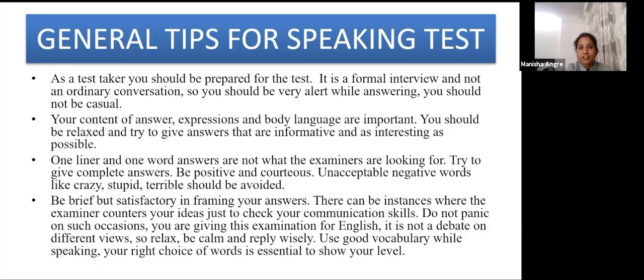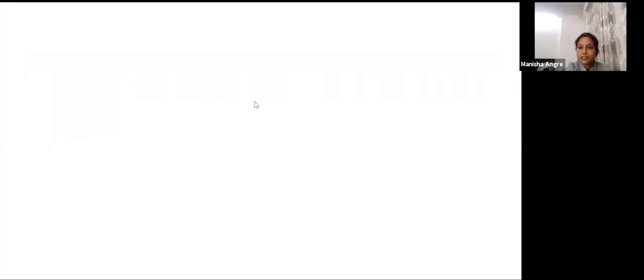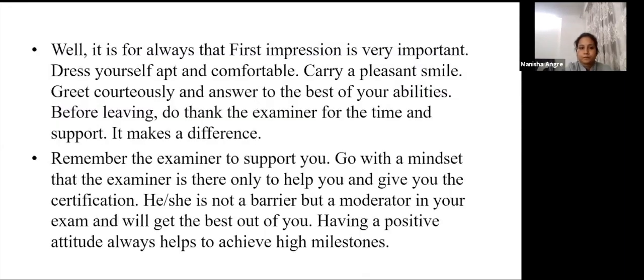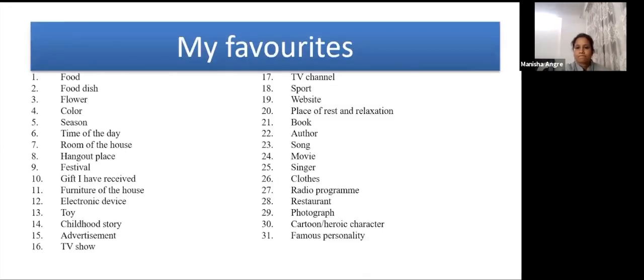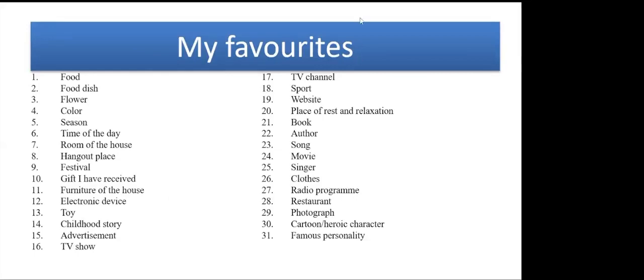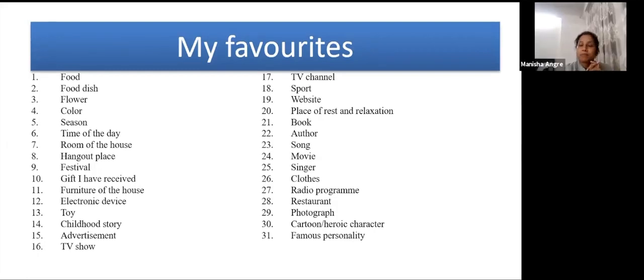Okay, so it should be brief but not so long. Now, in expansion, I don't mean that you go on speaking for a minute for every question. No, you don't need to do that. 30 seconds should be sufficient, but that should explain it properly. And a good use of vocabulary definitely helps there. Okay, so are we together, all of us? Yes, ma'am. Okay, cool.